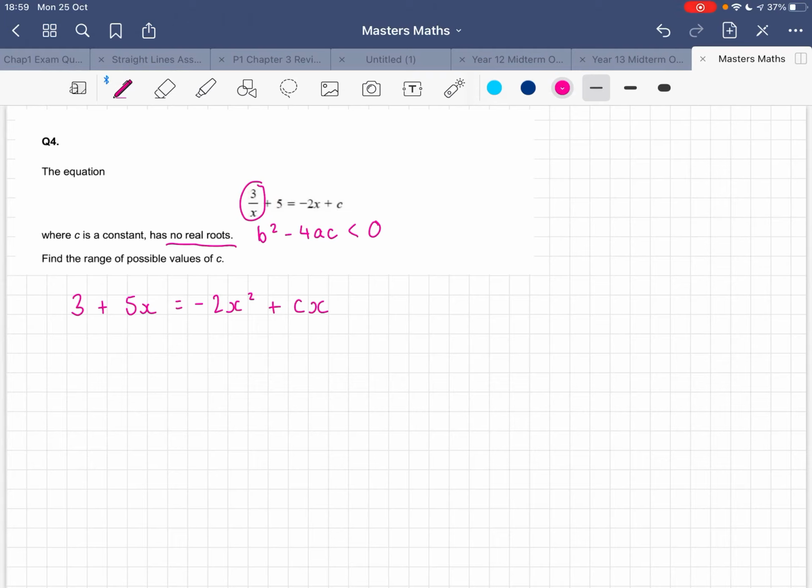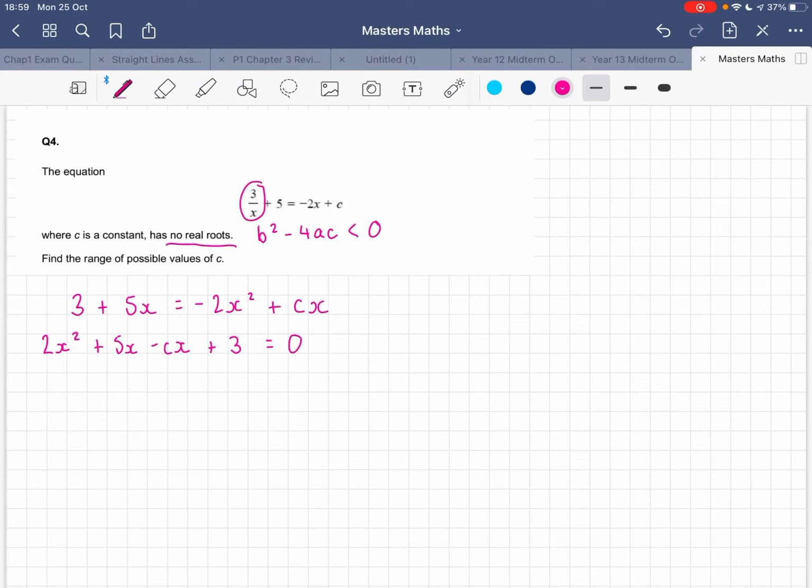I want everything on one side so it's equal to 0, and then I can begin to use the discriminant. So I'm going to move the 2x squared and the cx over to the other side to avoid having a negative amount of x squared, because it's not my favourite. So I get 2x squared plus 5x minus cx, and I've grouped them together in the middle to make the next step clearer. And I've still got the constant term 3 at the end, and it's now equal to 0.